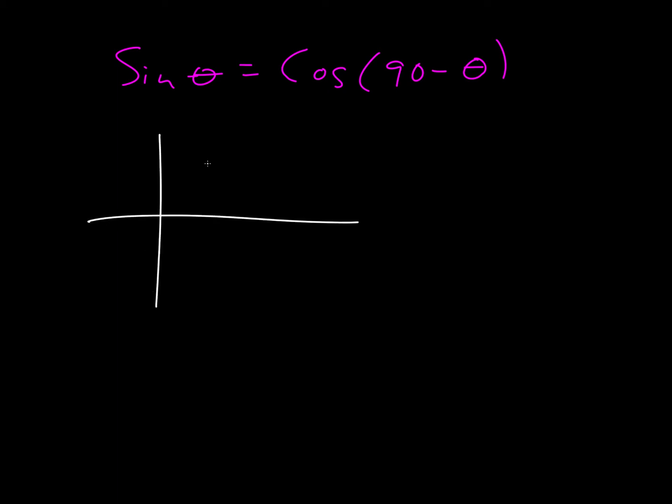Hey math kids, today we're going to talk a little bit more about sine and cosine. We're going to use this: sine theta equals cosine of 90 minus theta. So I want to discuss this visually for a second.